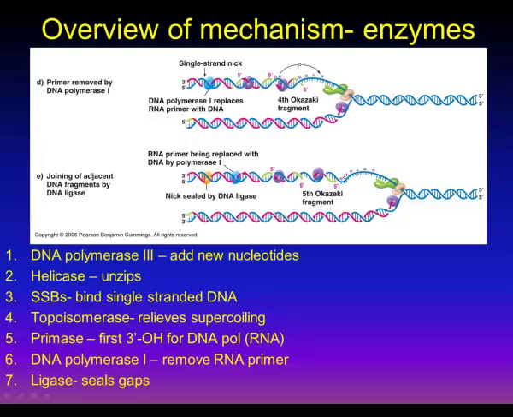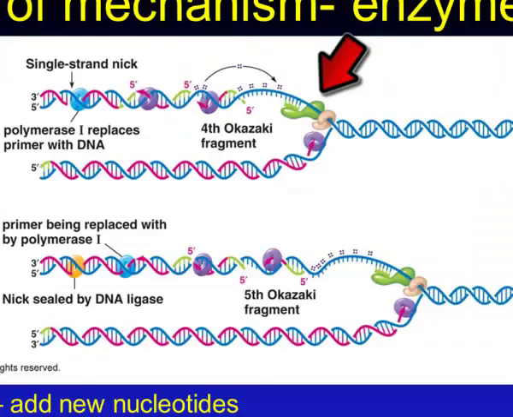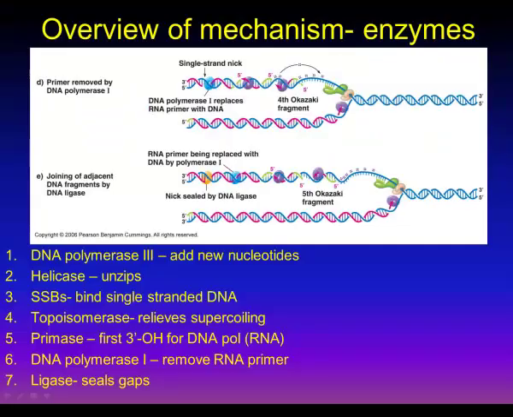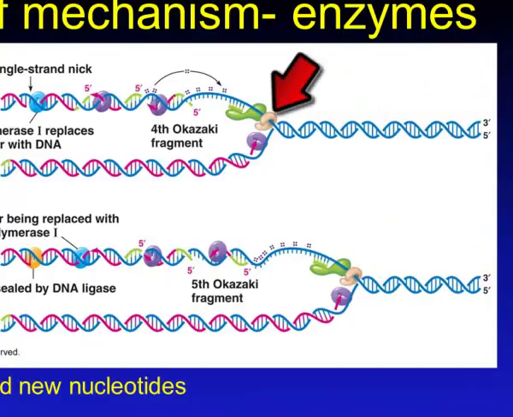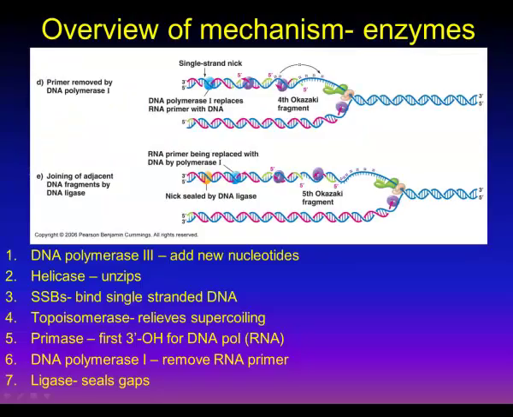There are 7 enzymes involved in DNA replication, and here are their jobs. The first enzyme is DNA polymerase 3. It's shown in this slide as the green blob here. Its job is to add new nucleotides to the growing strand of DNA using complementary base pairing as a guide. The second enzyme is helicase, which is shown here in this cream color. The job of helicase is to unwind the DNA ahead of the DNA polymerase so that the bases are exposed and available for replication.